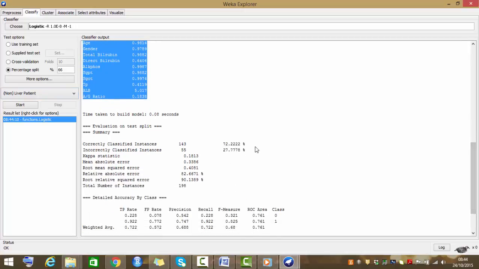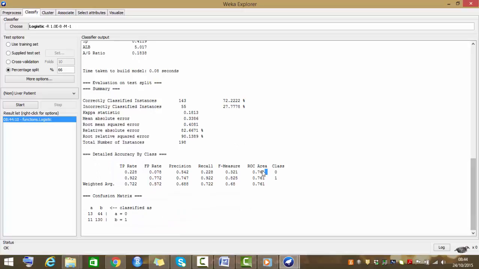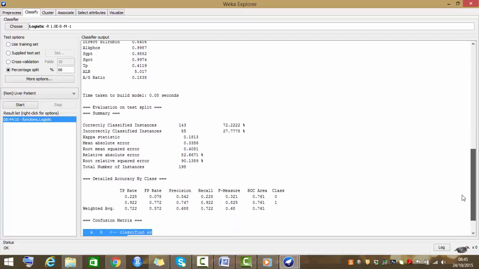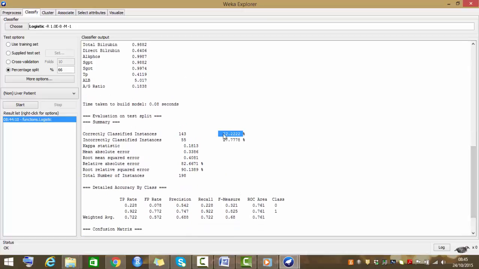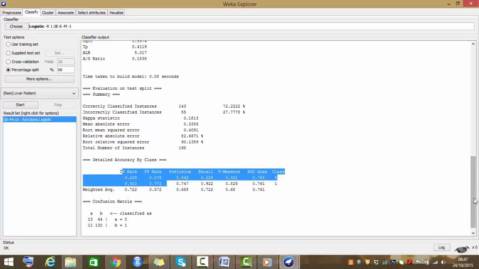And the accuracy rate on the test dataset is 72%, as you see here, and the ROC area gives the area under the curve, the receiver operating characteristics, and the confusion matrix is given below. So on building the logistic regression model on the liver disease dataset, I'm getting an accuracy of 72%. We are also finding the true positive rate and the false positive rate for this logistic regression model.